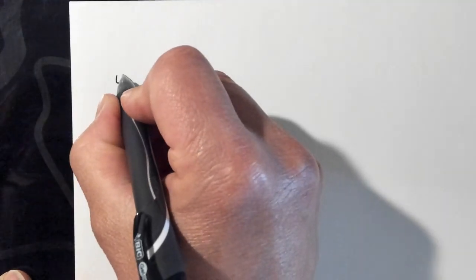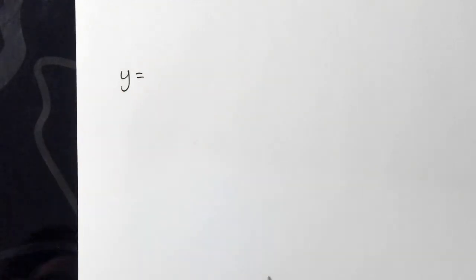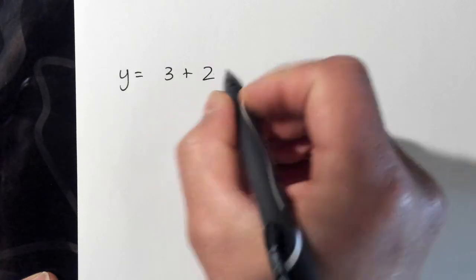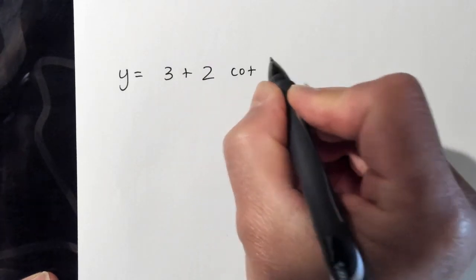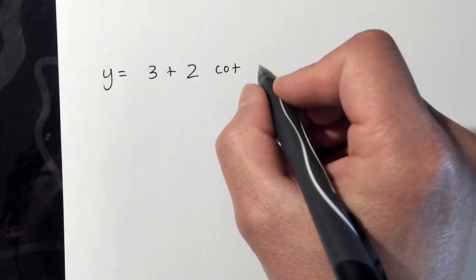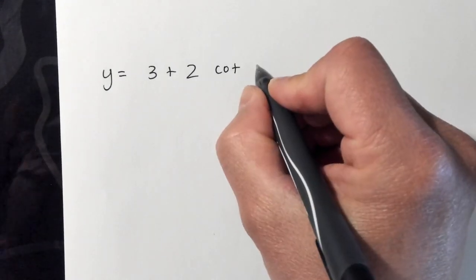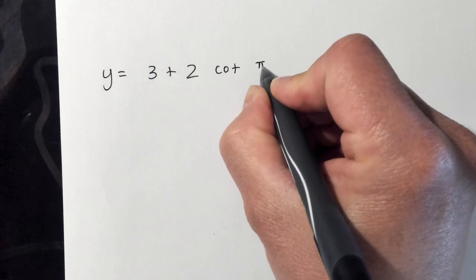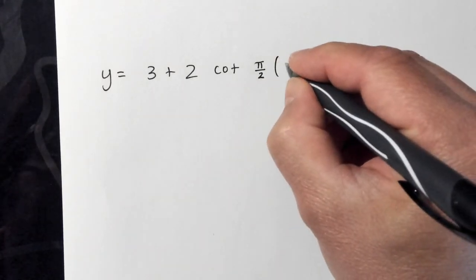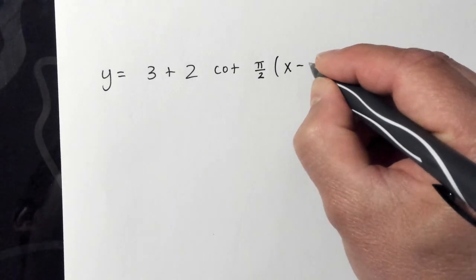Let's do one cotangent, or maybe 2. We'll do 2 cotangents. Y equals, I'm going to use the exact same, just to illustrate the difference. And this time let's do pi over 2 for our frequency. And then I'm going to do x minus 3.